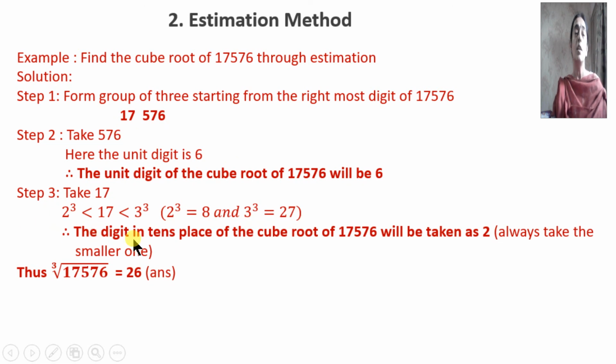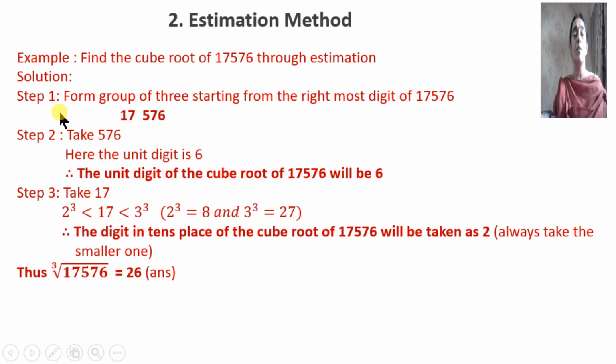Therefore, the digit in the tens place of the cube root of 17,576 will be taken as 2. Why? Because we will always take the smaller one. Which is the smaller between 2 and 3? Naturally, 2. So therefore, the cube root of 17,576 is equal to 26. This is the answer. You can verify by multiplying 26 into 26 into 26. You will get 17,576.